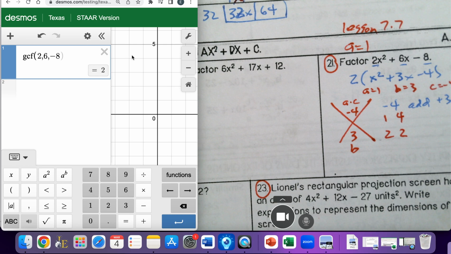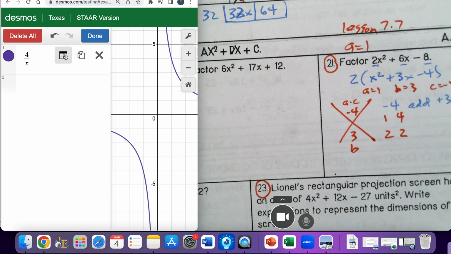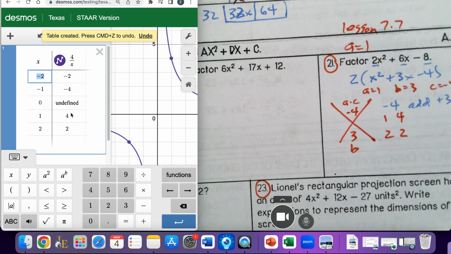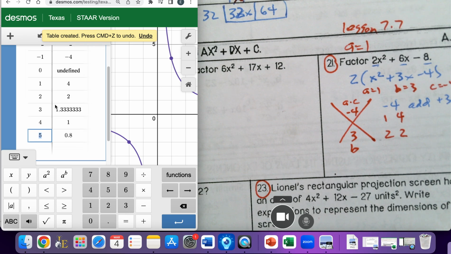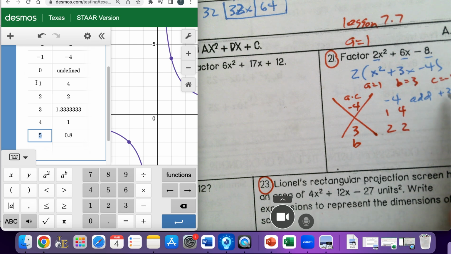And so if you wanted to, again, you could have just done 4 divided by x, go to the gear, hit the table, and then we have 1 and 4 and 2 and 2. And if you go any further, nothing else works out because we already have 4 and 1 here. So I need to find two numbers that will multiply to negative 4 but add to 3. Well, the only one that has a difference of 3 here is 1 and 4.